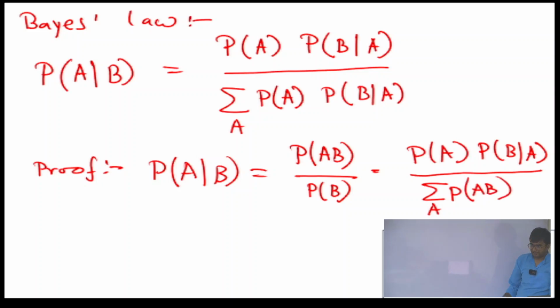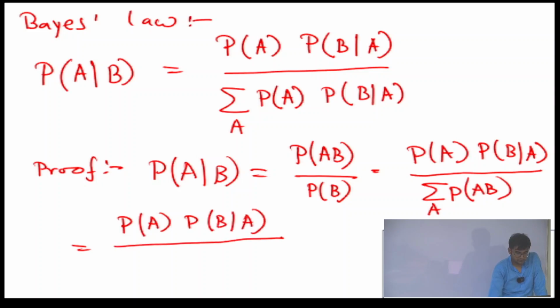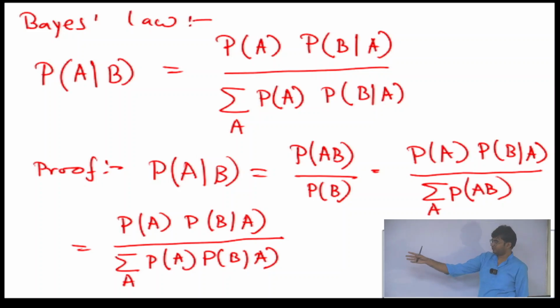And lastly, I will use the product law on the denominator, and that will give me the result, which is equal to P(A), P(B given A) divided by the summation over A of P(A) P(B given A). So I just applied product law and sum rule two or three times and I arrived at that. So those are the fundamental things. This is just a byproduct. Okay? This is just a byproduct.